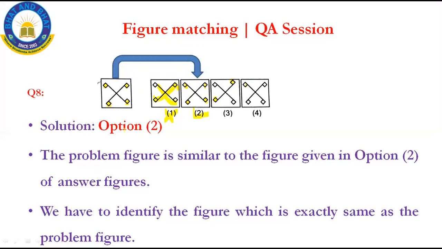Here you have to find the same problem figure with the questions. We have to find the similar figure as the problem figure. The problem figure is similar to the given figure in option 2 of the answer figure. So we have to identify the figure which is exactly the same as the problem figure. So which is the correct option here? Option 2 is the correct answer. I hope you all understand, isn't it? Very easy chapter where you can score, but you have to concentrate. Just see the diagram once. There is nothing tricky. You have to observe each and every diagram carefully.